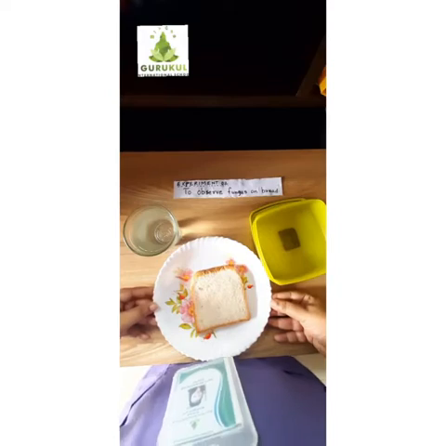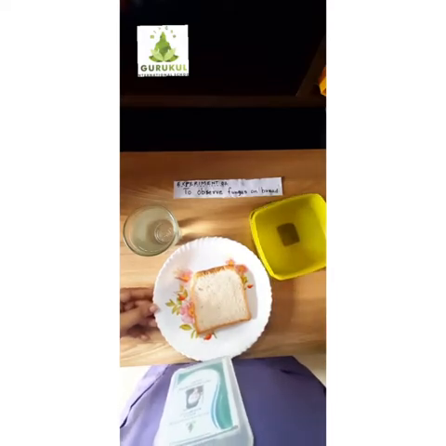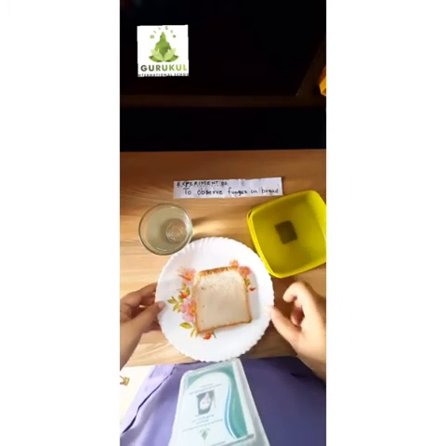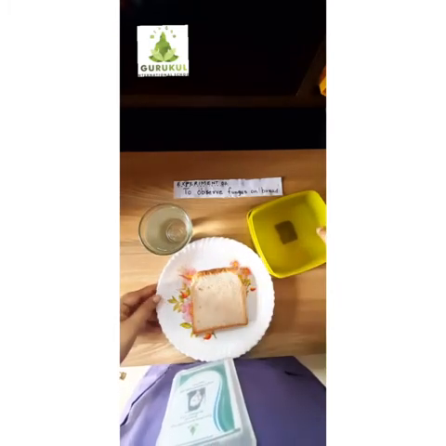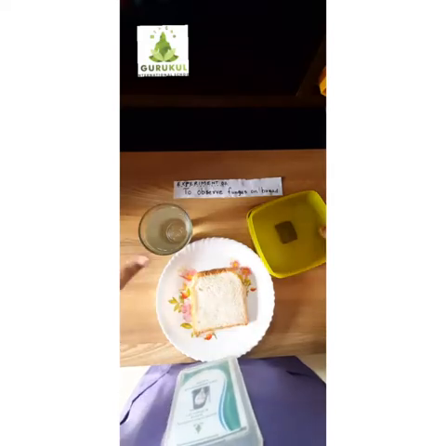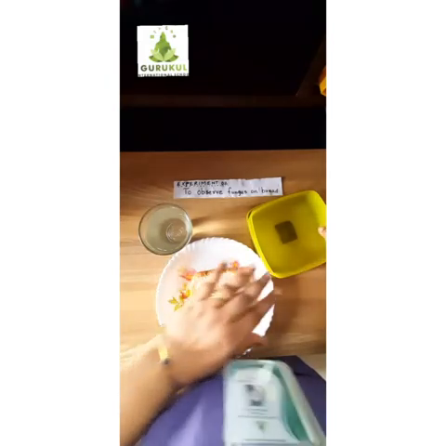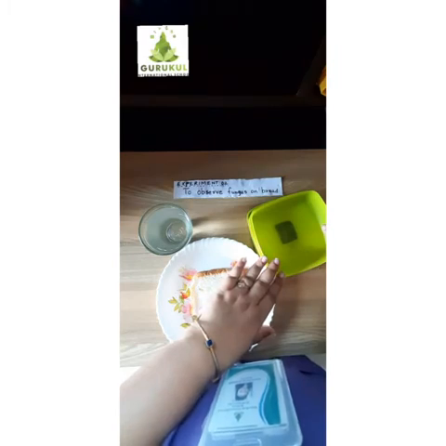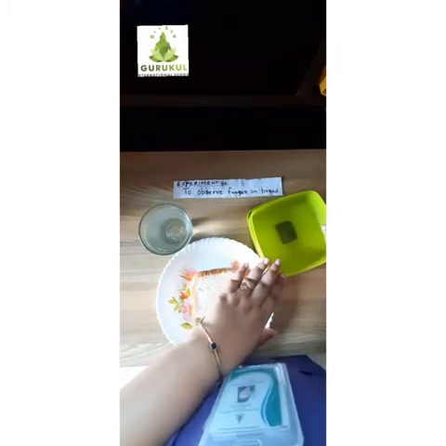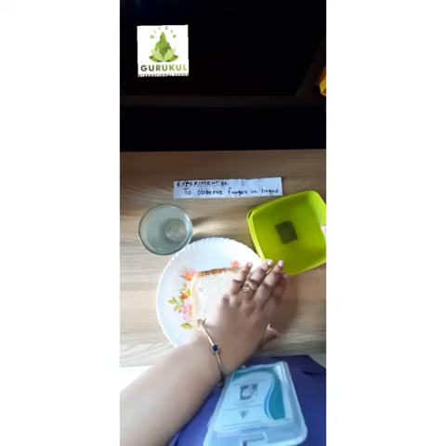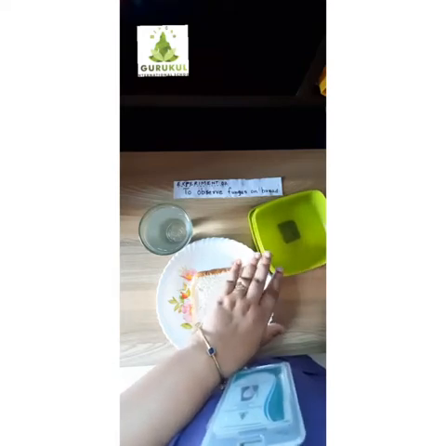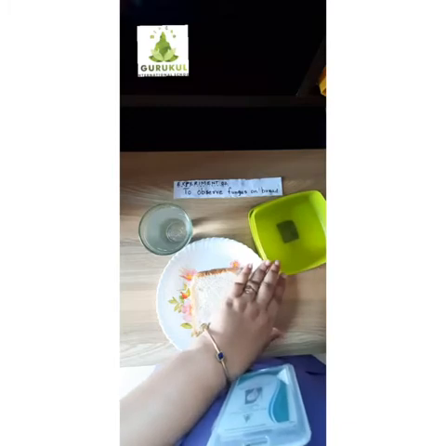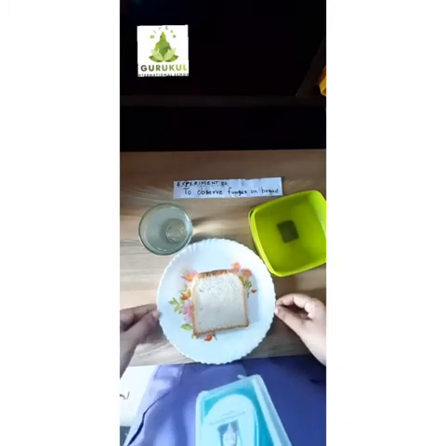Before starting the activity, please arrange the materials that would be required: a glass of water, a piece of bread and a container. Correct? A glass of water, a piece of bread and a container. You can use a Ziploc bag also. If you have a Ziploc plastic bag you can use it as a container, but it is better you take a container. Whatever I am trying to show you, take that only. That is easily available at home. So let's start the activity.